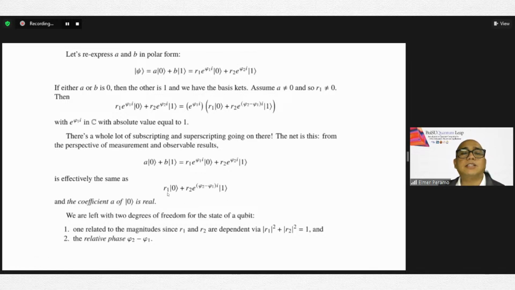The coefficient of ket 0 is real for simplicity, and this one is complex. So the new representation, if we're going to use a Bloch sphere, the conventional way of representing a quantum state, is now this one. We have the coefficient of ket 0 as a real number, and the coefficient of ket 1 as a complex number. So now we're just left with 2 degrees of freedom. We just have the r and the phase, one related to the magnitudes and the other related to the relative phase. And relative phase is more important than the global phase.